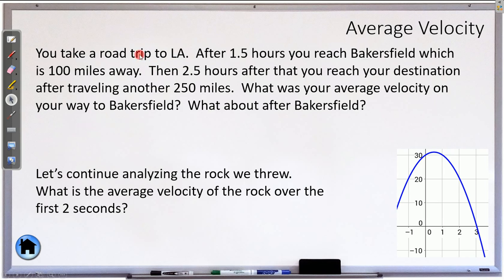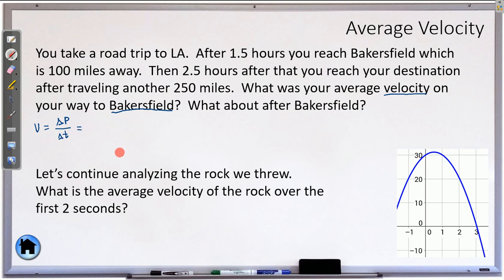You take a road trip to LA. After 1.5 hours, you reach Bakersfield, which is 100 miles away. Then 2.5 hours after that, you reach your destination after traveling another 250 miles. So first, what was your average velocity on your way to Bakersfield? Well, remember, velocity is simply the change in position over the change in time.